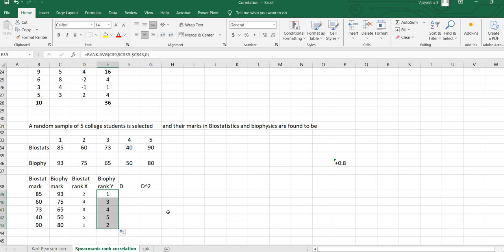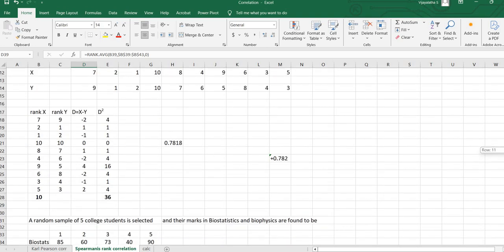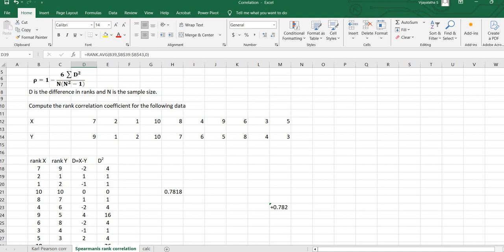So I have got all the ranks, and once I have the ranks for both, I can find the difference just like we did for the previous problem. You can find d, you can find d square, and you can substitute and find the answer using the formula 1 minus 6 sigma d square by n into n square minus 1, just like we did for this problem. Thank you.